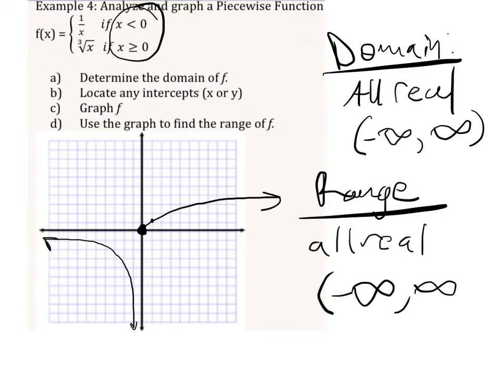Our x and y intercept would be 0, 0, which is the origin. There you go. And give him some hair.